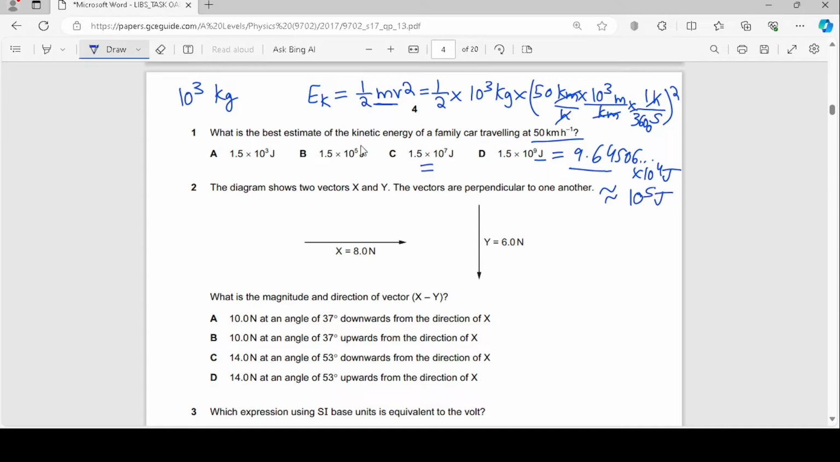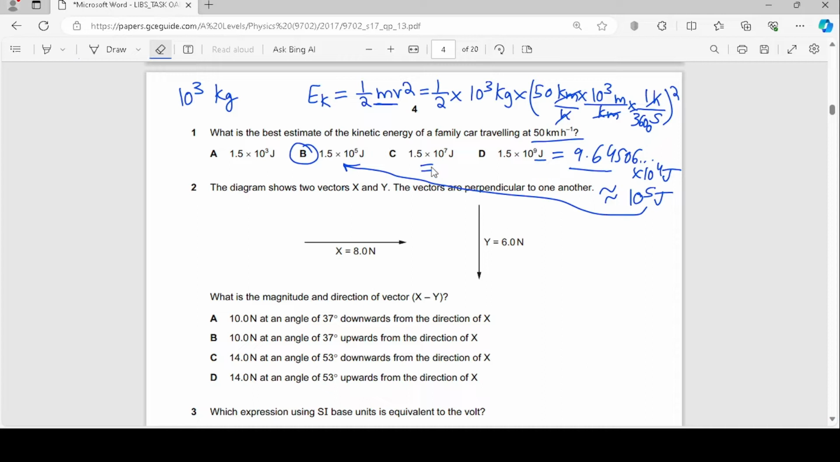And if I look at these numbers, I have 10 to the power of 3, 10 to the power of 5, 10 to the power of 7, 10 to the power of 9. Then the one that's closest to the answer I got is 10 to the power of 5. It's B, right? So that is why I'm going to say the answer is B.